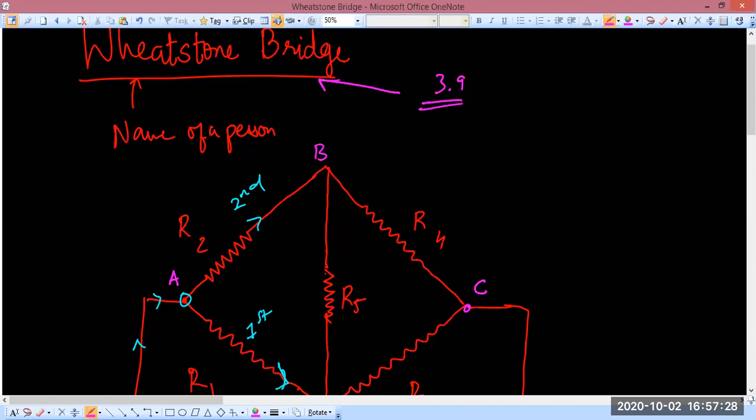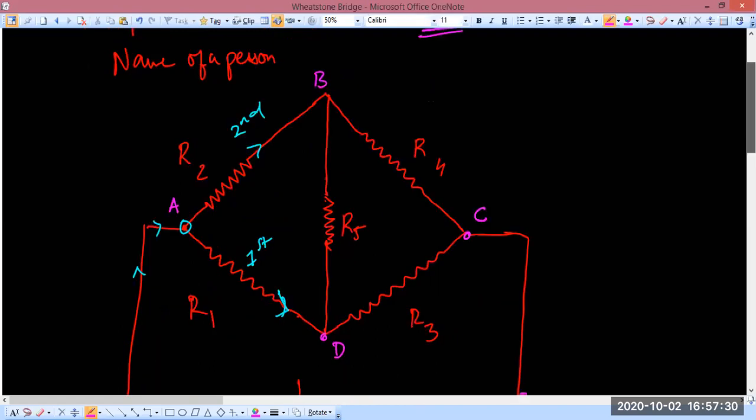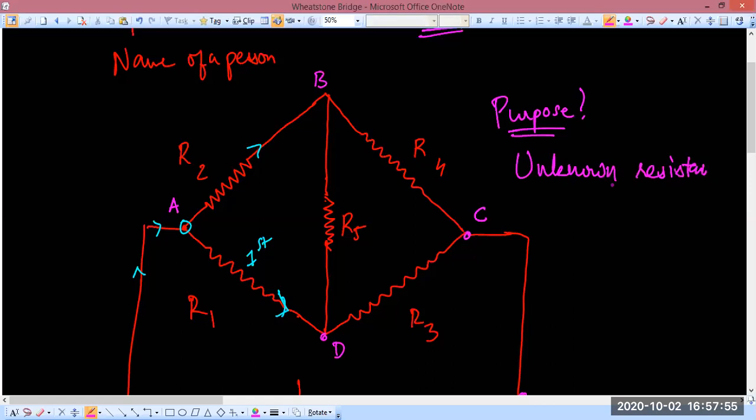Okay, so what do we have here? Now we are going to talk about a very specific case. What's the purpose? Why should we arrange it like this? What's the purpose of this, right? The purpose is you can find unknown resistance. You can find unknown resistance using this kind of circuit, right? Okay, so that's the purpose of setting it up like this.